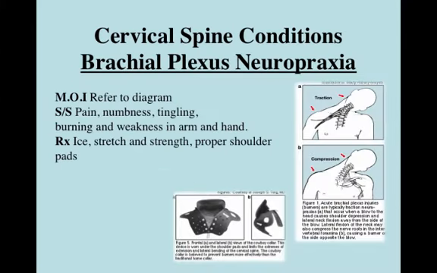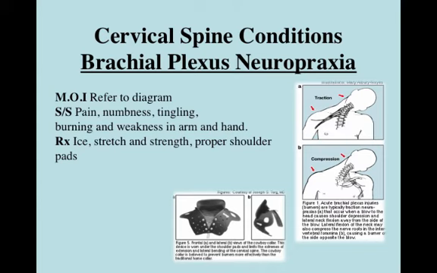Slide 11. Brachial plexus neuropraxia is also referred to as a burner or a stinger. The mechanism of injury is when the neck is forced laterally to one side when the shoulder is depressed. The bundle of cervical nerves, known as the brachial plexus, are stretched. This happens most often in football and is referred to again as a stinger, burner, or pinched nerve. The athlete will experience immediate pain, numbness, and burning into the hand.